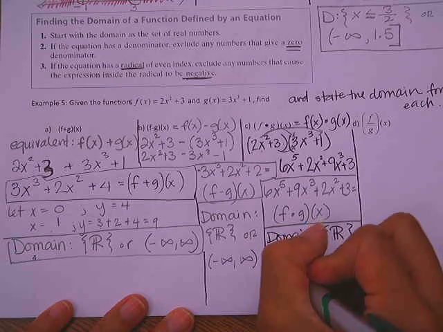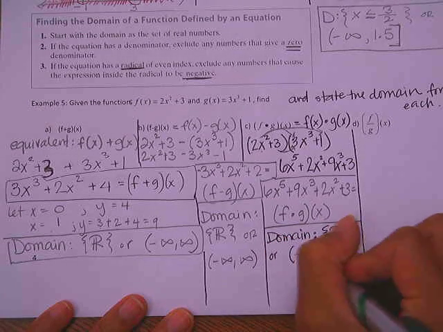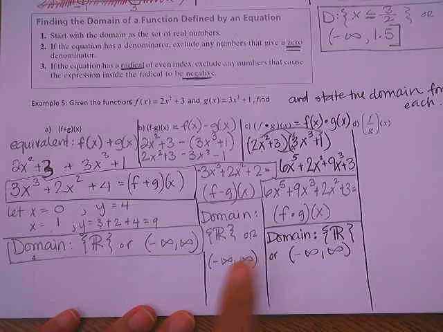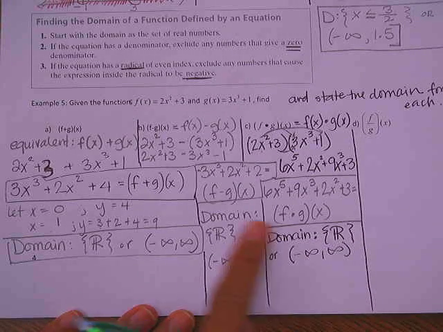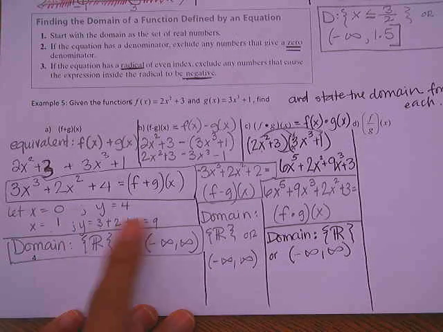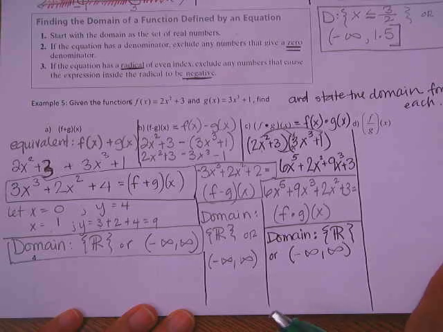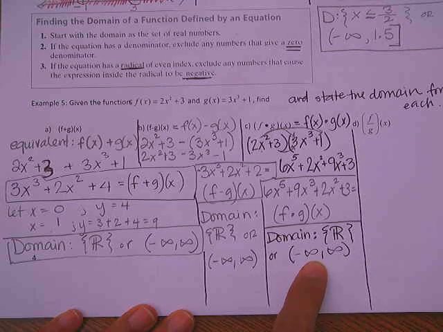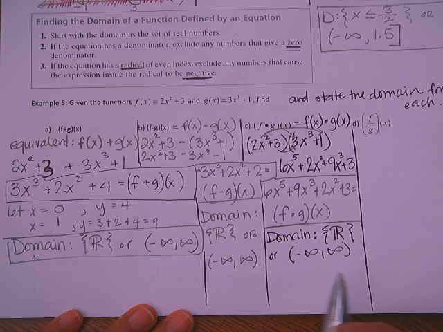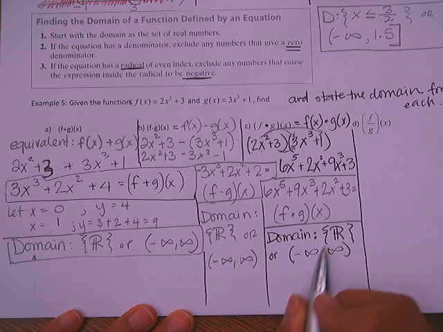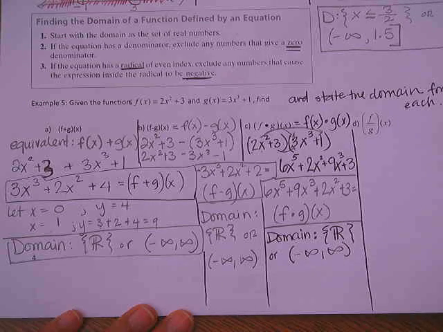Again, we're going to write it as interval notation, from negative infinity, from one side of the x-axis all the way to the other side. That means it includes every single number you can think of. So it's also called all reals. All reals is the same as negative infinity to positive infinity.